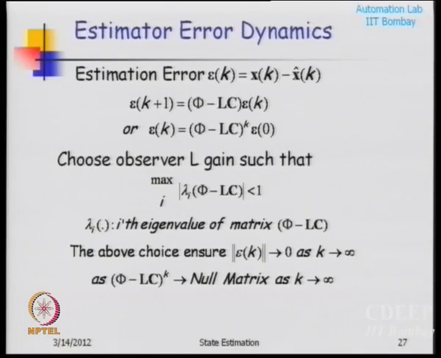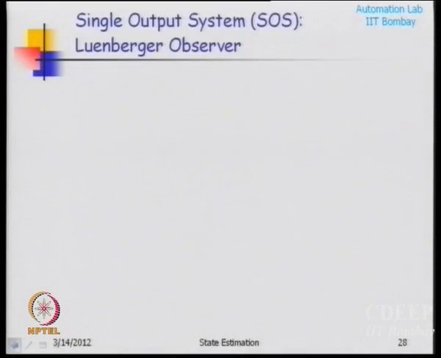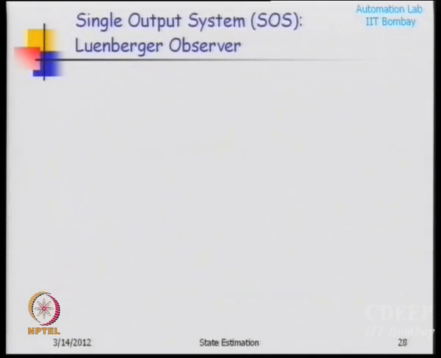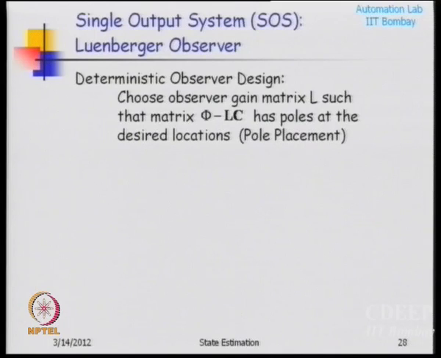How fast or how slowly will depend upon the eigenvalues that you choose. The choice of eigenvalues will decide the rate of convergence. This last thing is very, very important: irrespective of the choice of x naught, it will go to 0. So my problem is, how do I choose this L matrix such that it has desired pole locations?